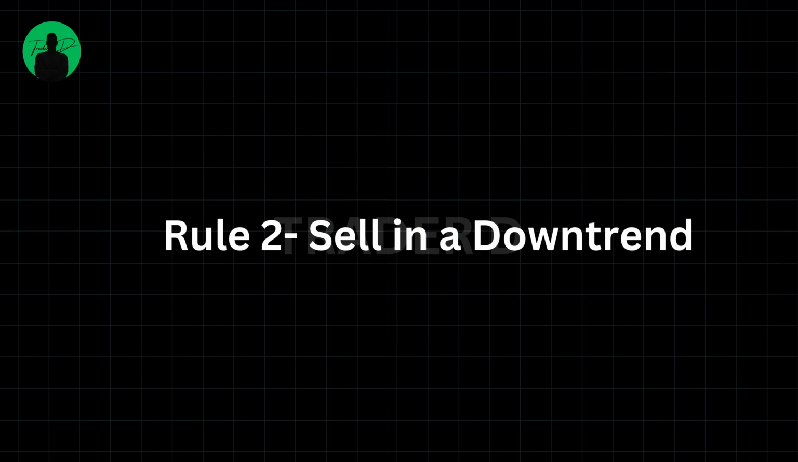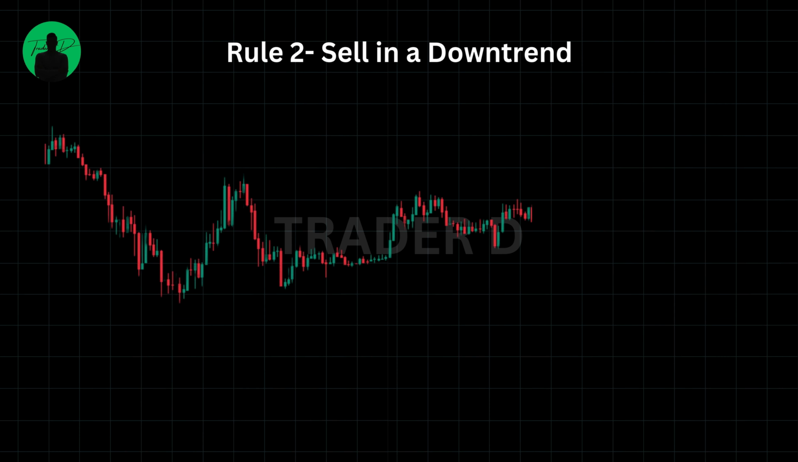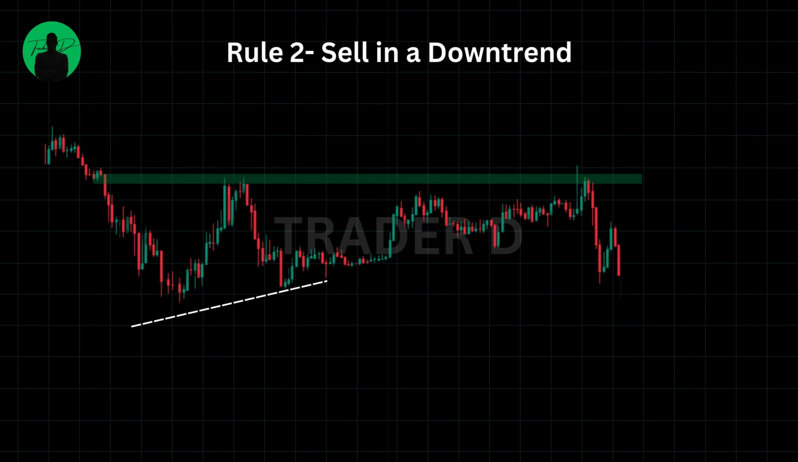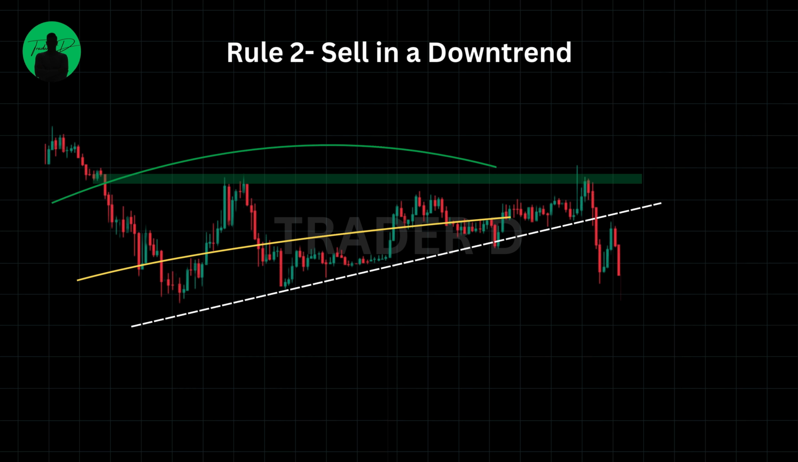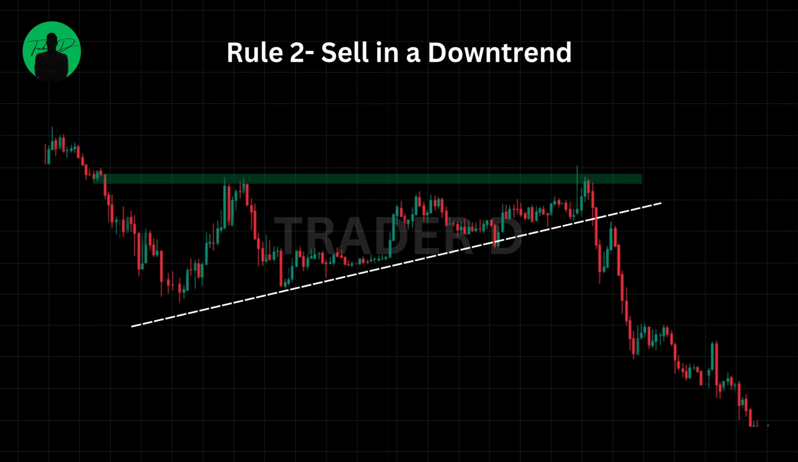Rule 2. Sell in a downtrend. In a downtrend, the strategy is reversed. Wait for the price to pull back to a resistance level, such as a previous support that has turned into resistance, or a moving average acting as a ceiling. As the price approaches resistance, look for bearish candlestick patterns like a shooting star or bearish engulfing candle combined with higher volume. This indicates that sellers are regaining control, and the trend is likely to continue downward. Place your trade accordingly, and set your stop loss just above the resistance level to protect against unexpected reversals.